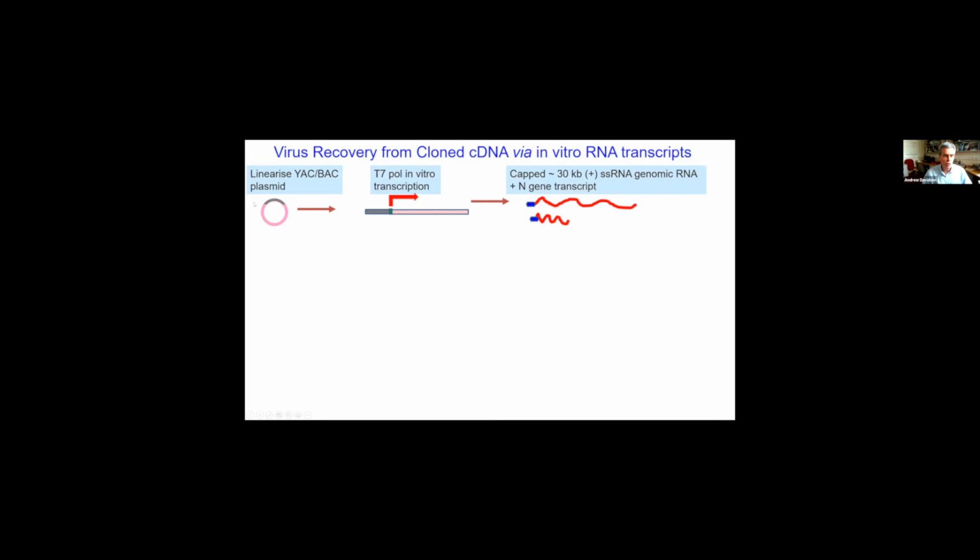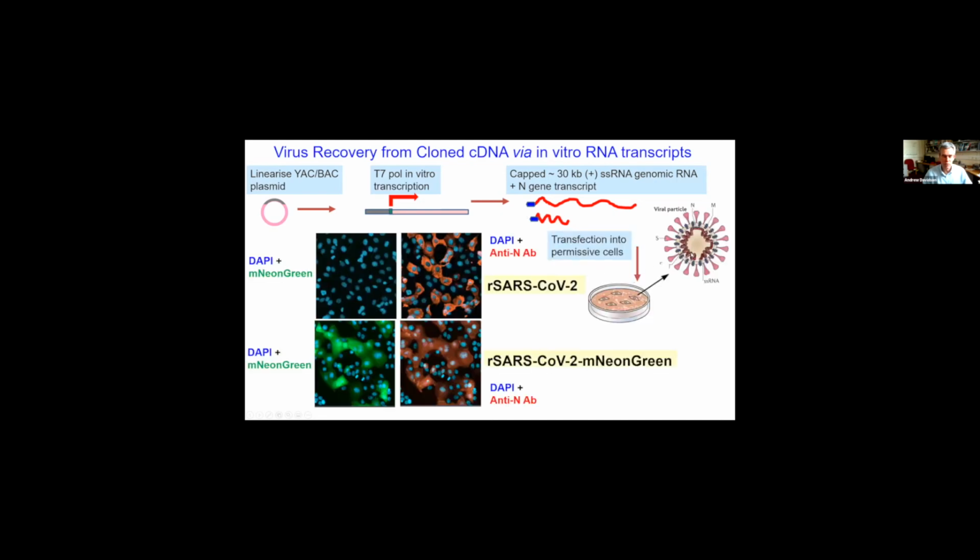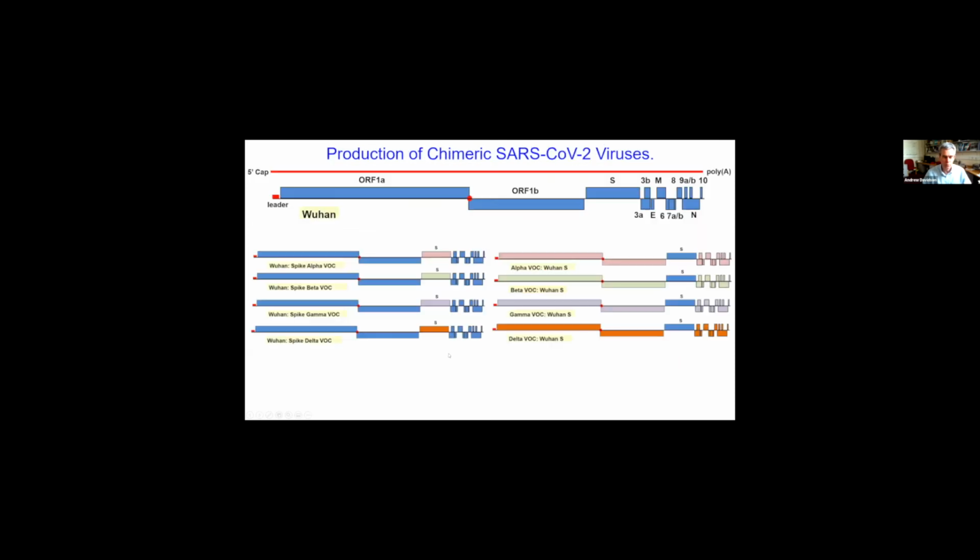The system we use, we take our plasmid, we linearize it, we use that to transcribe RNA in vitro and introduce that into permissive cells, and then we're able to recover virus. And you can see an example here just for SARS coronavirus. Here's our virus, stained with antibody against the N protein. And here's our fluorescent virus that expresses mNeonGreen, and also just detecting the N protein as well.